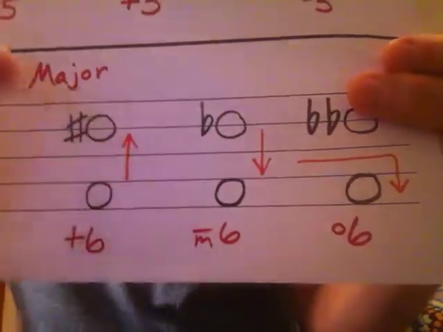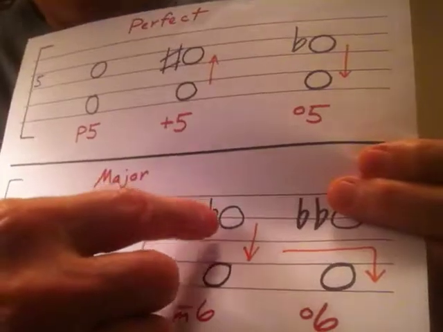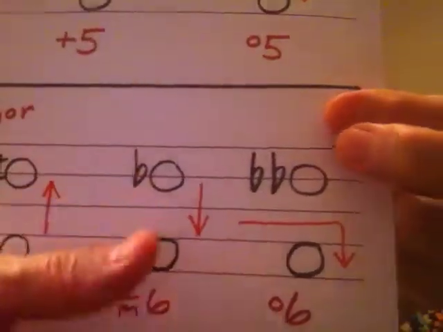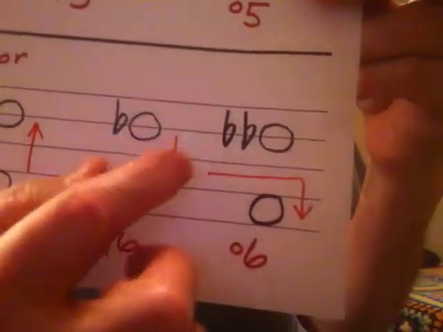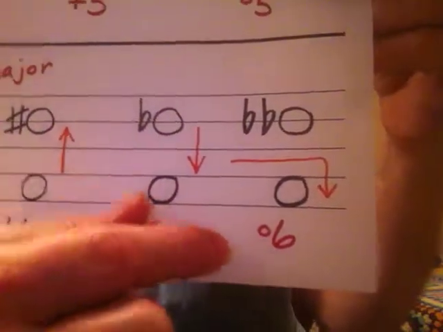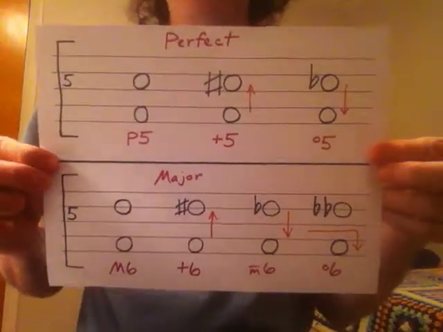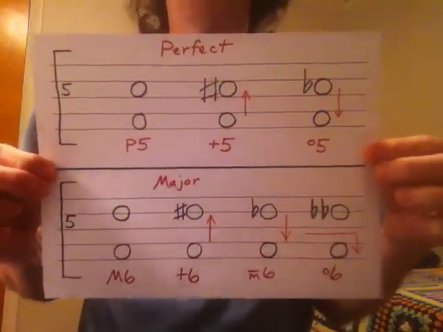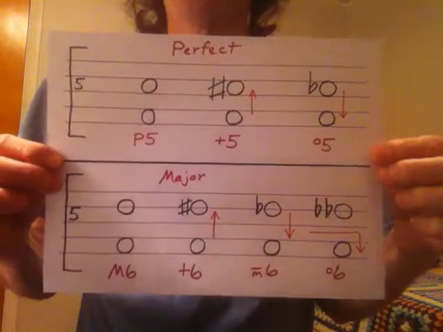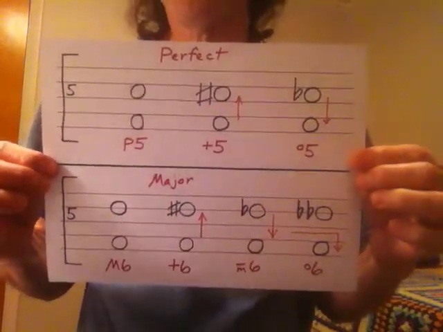It's a minor sixth. Now, if we take out that D flat and put in a D double flat, we've made it even smaller. Now it's a diminished sixth. So you see how that works? If you're a beginner, which I would imagine most of my viewers are, if you give it some thought and work it out, you'll get it. You'll say, oh, I get it.